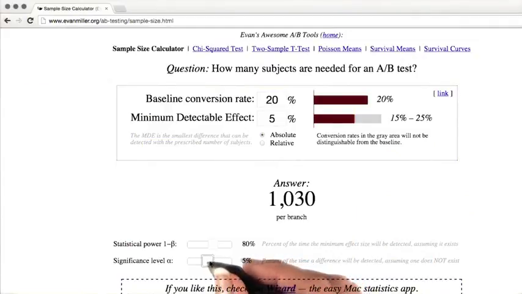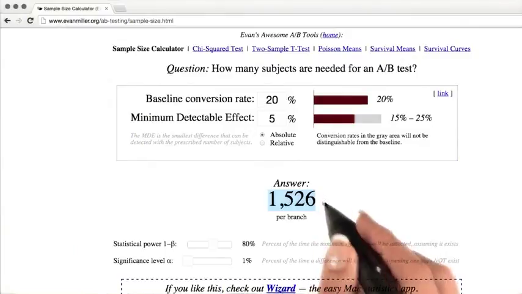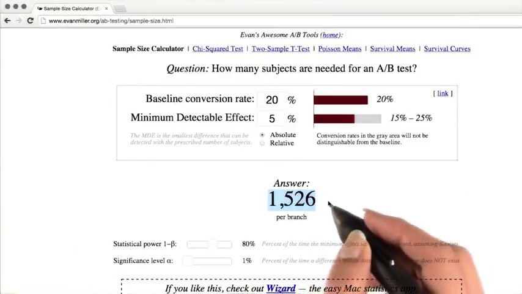So I'll try this out and increase the confidence level by decreasing alpha. And the number of page views needed has gone up. Now it's about 1,500 instead of 1,000.